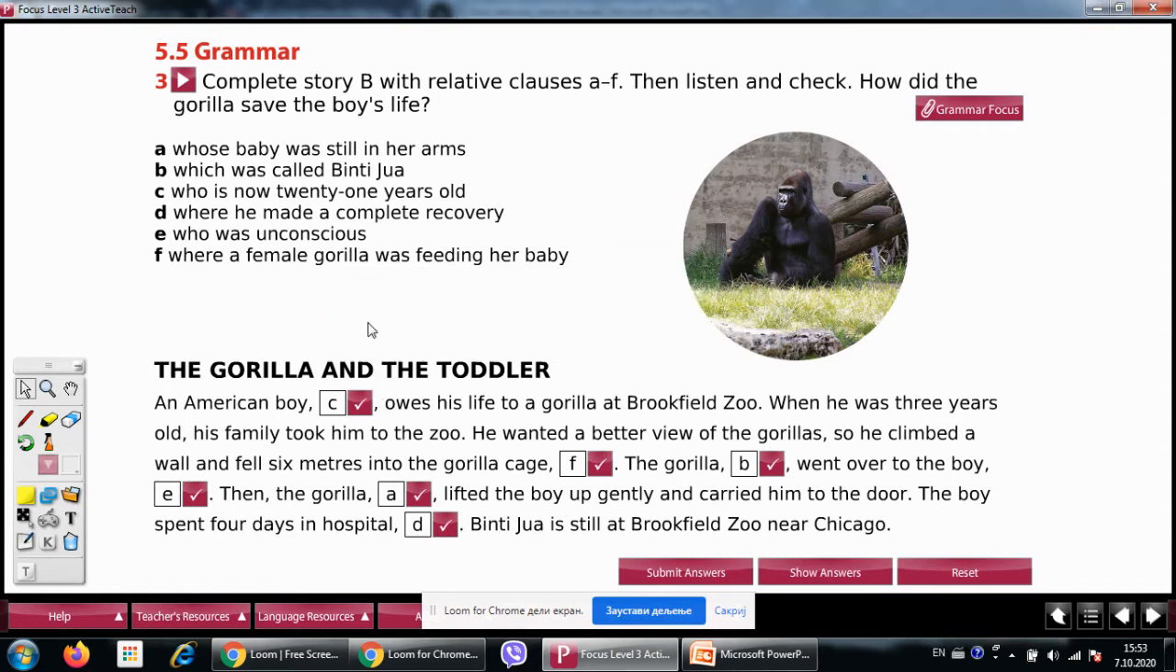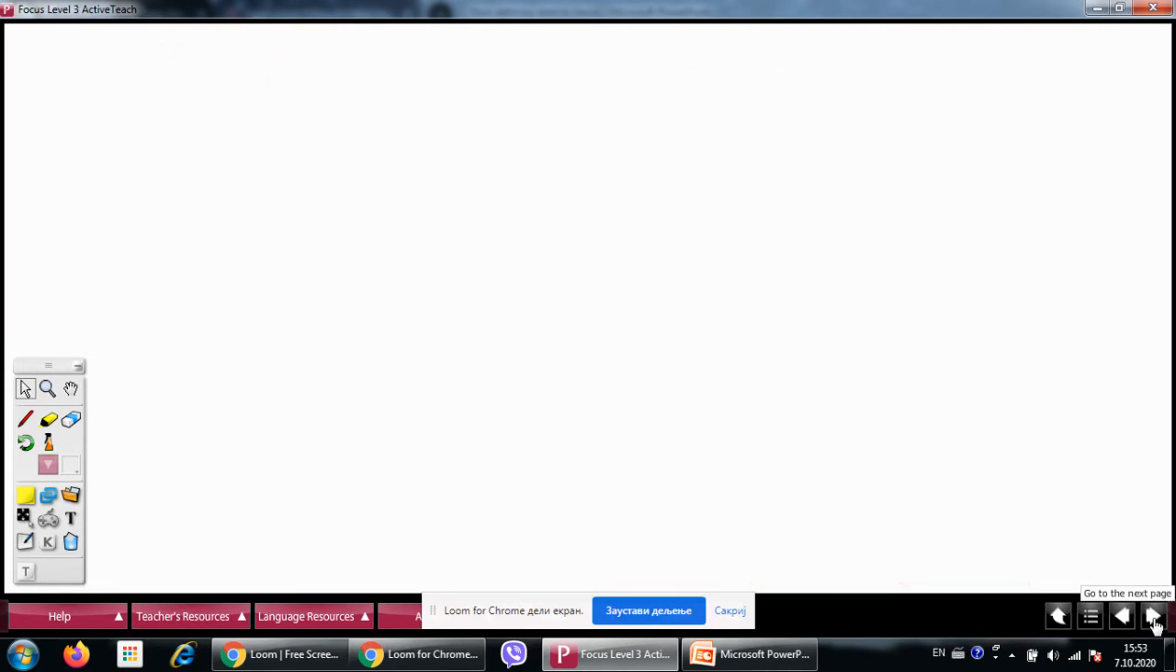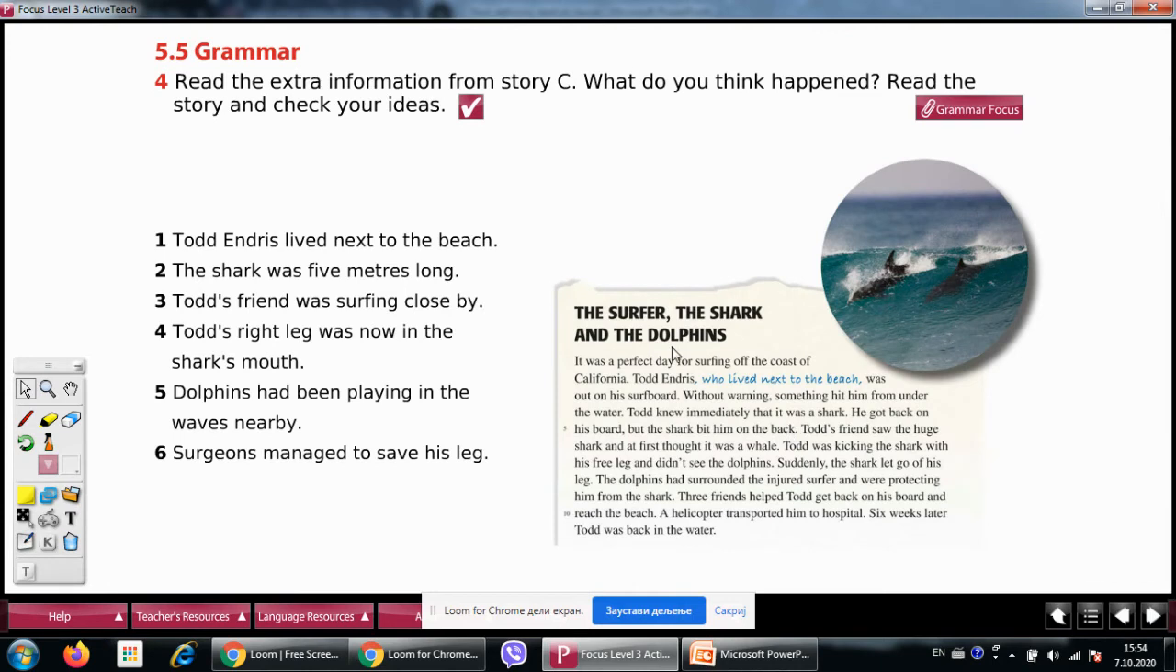Okay, so we see that we've done this task correctly. So we can move to our next exercise. Read the extra information from story C. What do you think happened? So this is the story C, and here we have extra information.